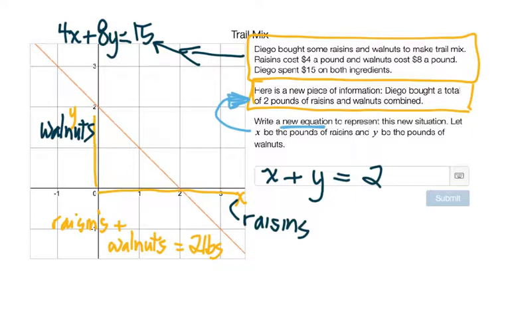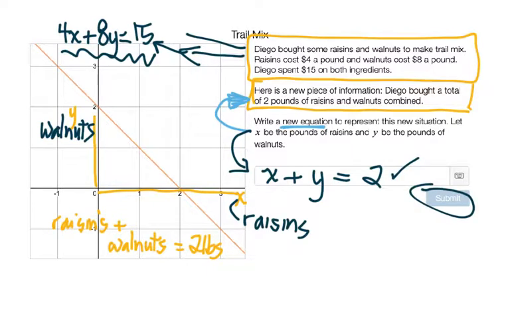So I just want you to think about that. That makes sense, right? It's something that's in addition to the first. So now we have this equation, which represented this situation, and now we have this equation, which represents a new situation. All right, perfect, this is correct. And if you hit submit, it would tell you you're correct.